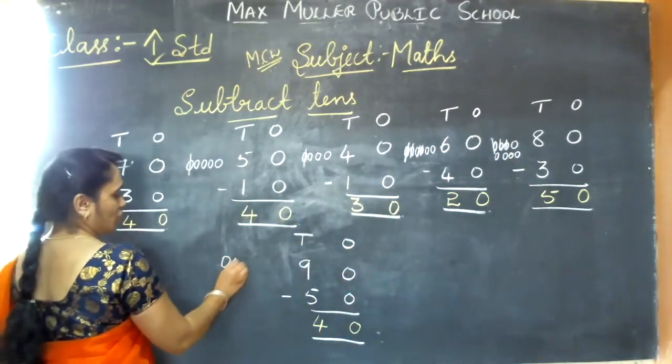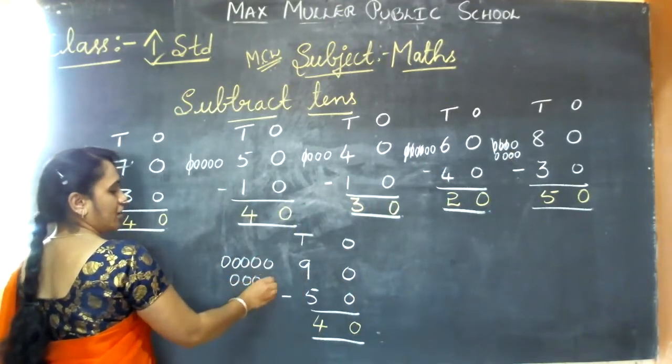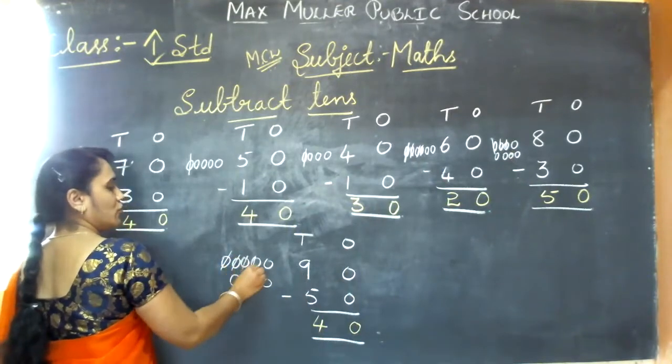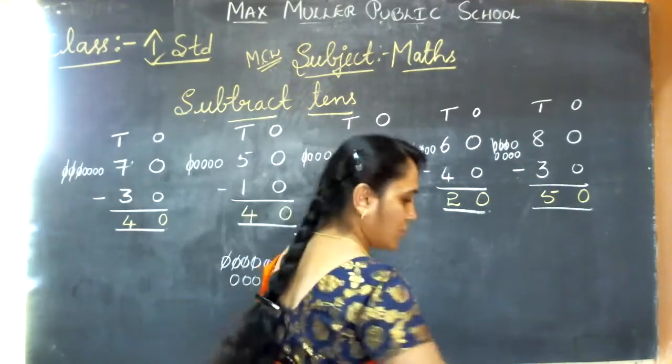Here also like that. Draw 9 circles: 5, 6, 7, 8, 9. Cut 5: 1, 2, 3, 4, 5. Balance 1, 2, 3, 4. This method also you can use, okay?